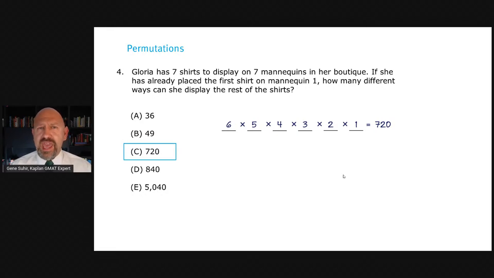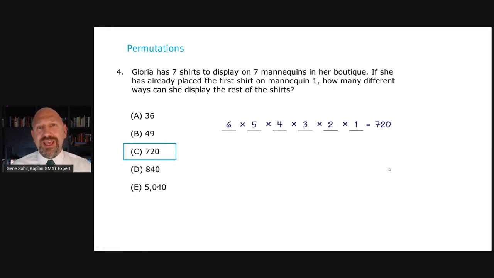Answer choice C. Hey, Gene, the last two problems we did were both 720. Is this some mystical GMAT pattern where the right answer to all permutation problems is 720? No. Would that it were. That's just a coincidence. Before we get into combinations in a moment, sometimes students think, oh, permutations must be harder than combinations because order matters. Nah. Permutations are typically easier in GMAT quant than combinations. You don't have to use a formula at all. Just use the slots approach. Slots are fun to use.